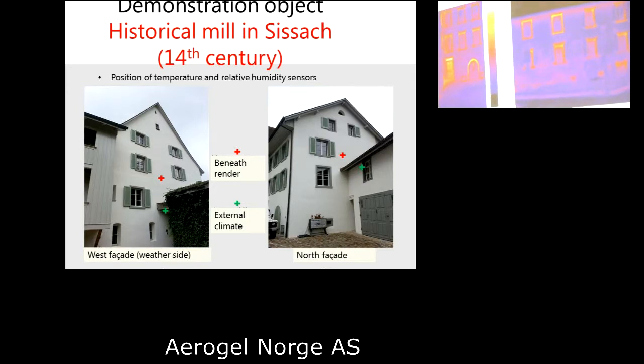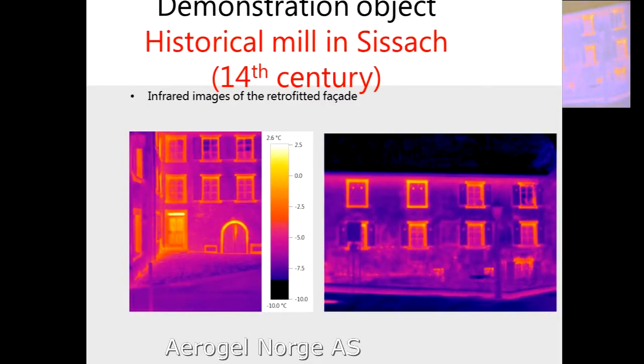This is an infrared image of the building. This is the south, the right one is the south facade. And we can see that the stone window linings are the thermal weak points. But they insulated the reveal from the inside, so the thermal bridge is not so stretched.